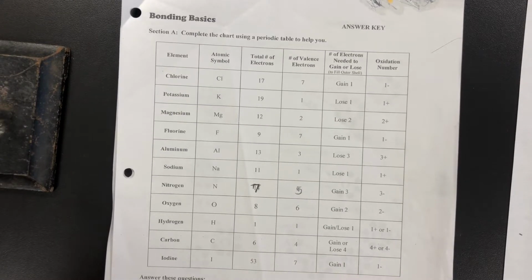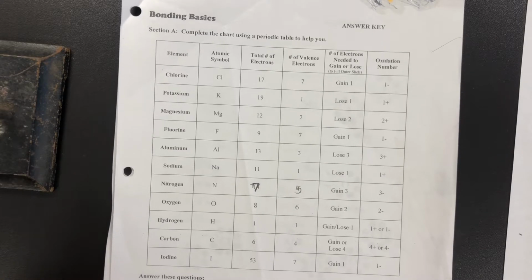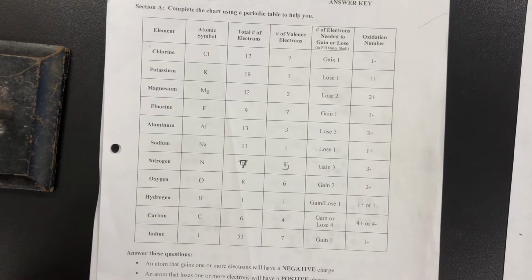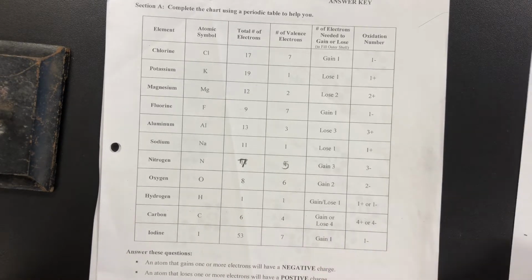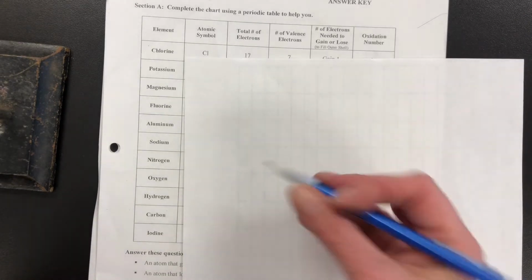Okay, so here's the answer key to that front side of the bonding basics. A couple things I wanted you to note. If we look at carbon, carbon can gain or lose 4 electrons. So let's look at that Bohr's model.